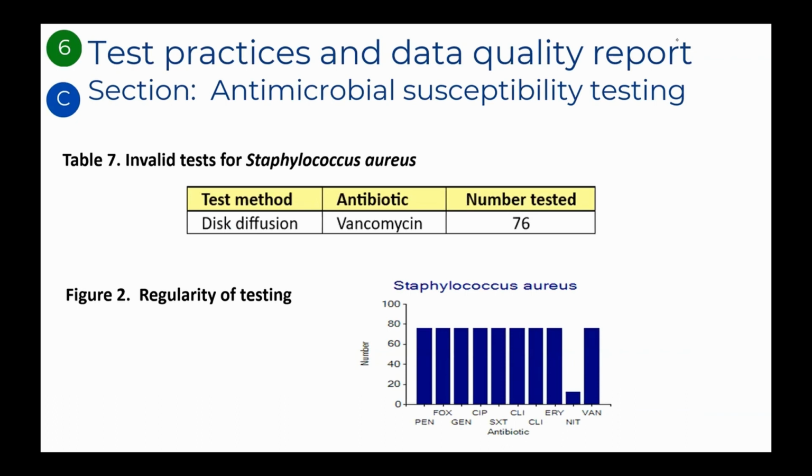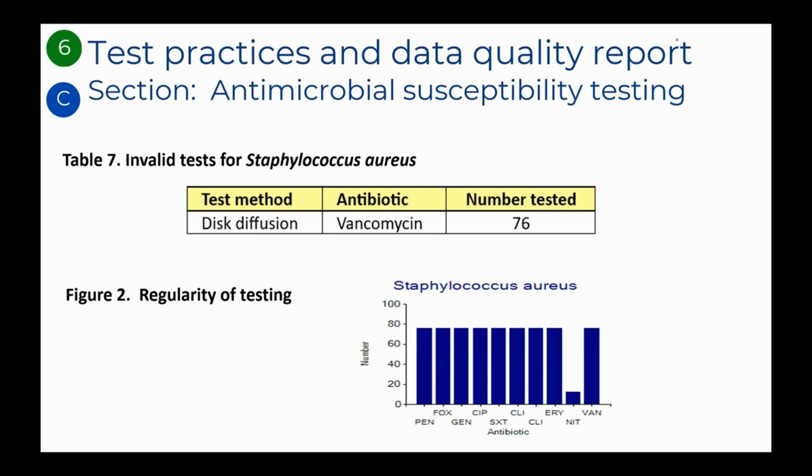In Figure 2, we can look at the regularity of testing. I can see that most of the antibiotics were tested 76 times. However, nitrofurantoin was only tested 14 times, which is not a surprise as this antibiotic is primarily utilized for the treatment of urinary tract infections.